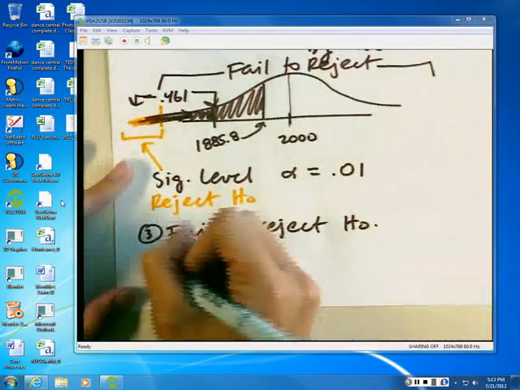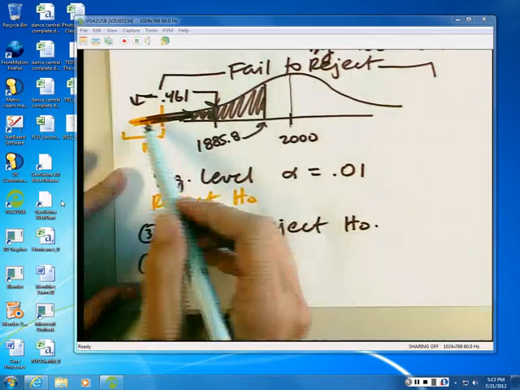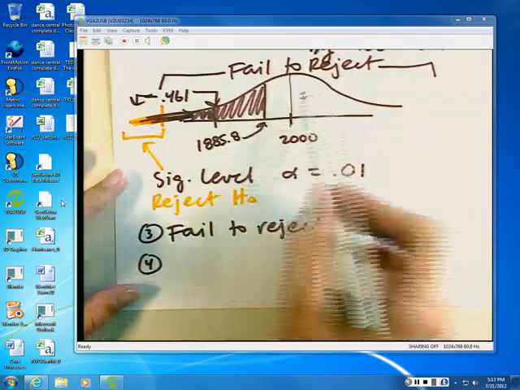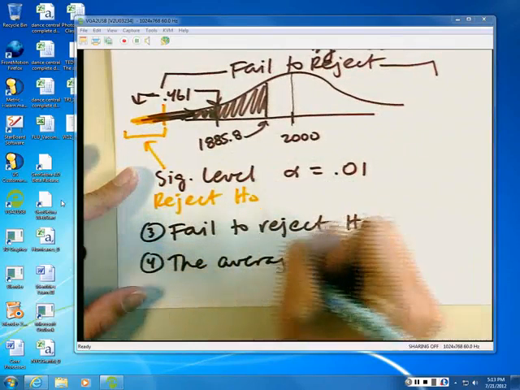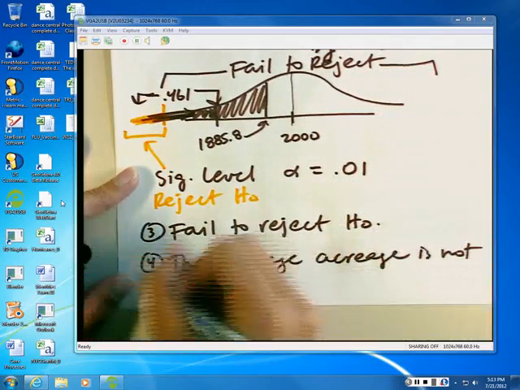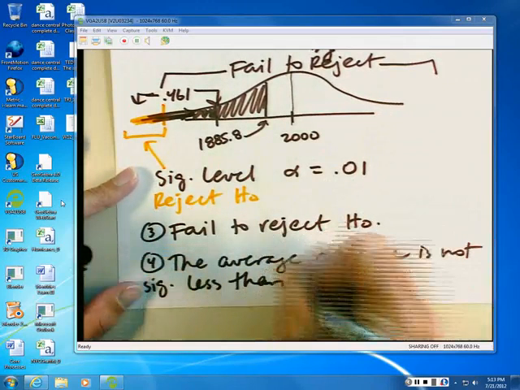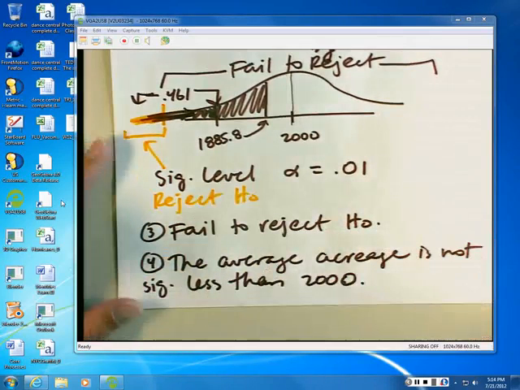Number 4, though, what's our conclusion? I'm rereading the problem. It says whether they claim that average in state parks is less than 2,000. Gosh, you know what? It's not. It's in the close enough region. It's near 2,000. So we can just say that the average acreage is not significantly less than, oops, missed a 0, not less than 2,000.